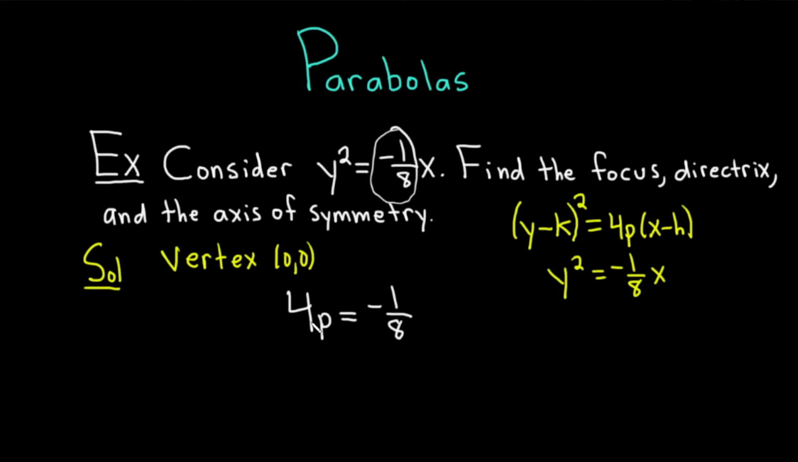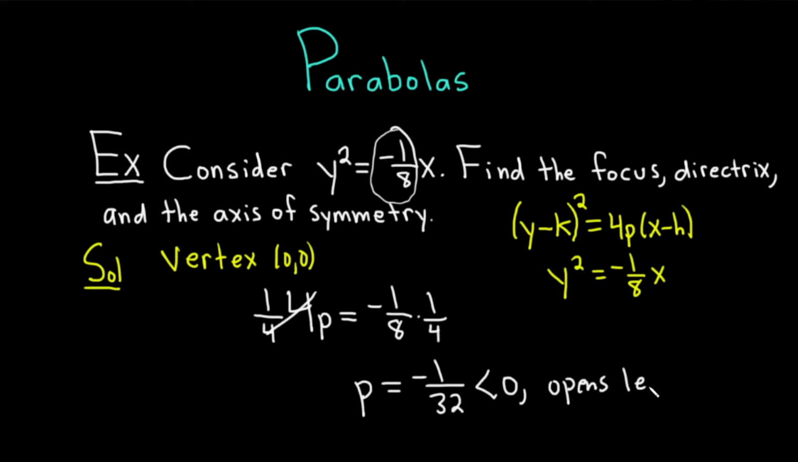To solve this equation for p, we can divide by 4, but then we get a fraction over a number, which is more difficult to think about. So it might be easier to multiply by 1/4, and you do that to both sides. These cancel, and so we get p equals -1/32. Because p is less than 0, our parabola opens left.